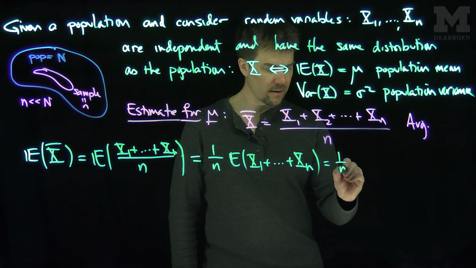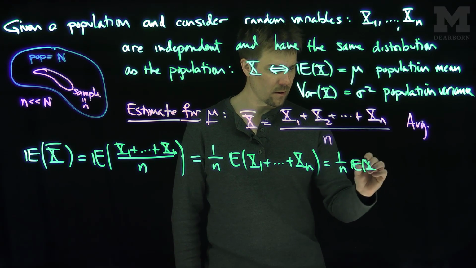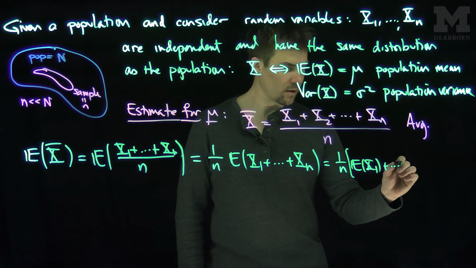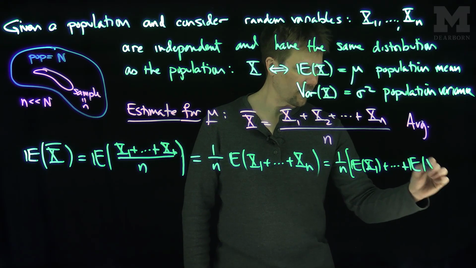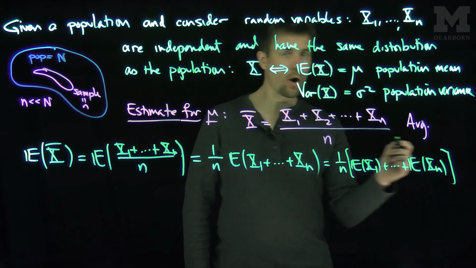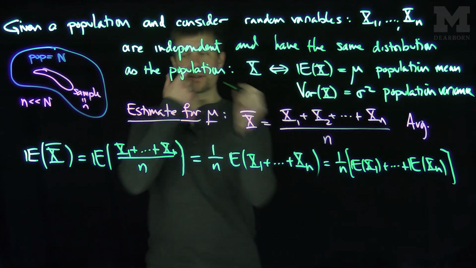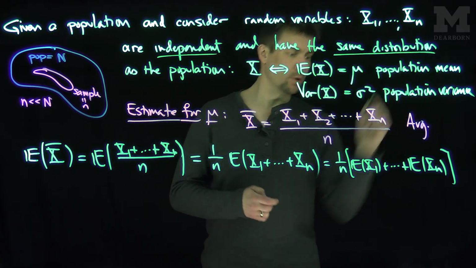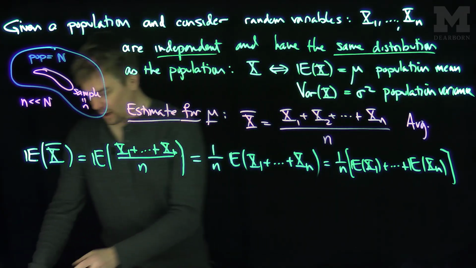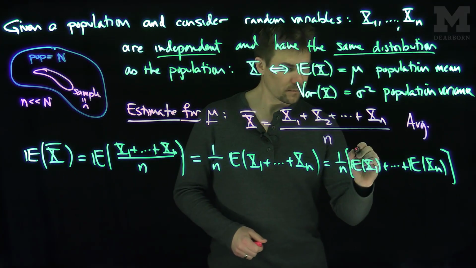This is going to be 1 over n times the expected value of x1 plus ... plus the expected value of xn. Now they all are what? All of these samples are independent and they have the same distribution. So all of those expected values are what? These are all going to be mu's.